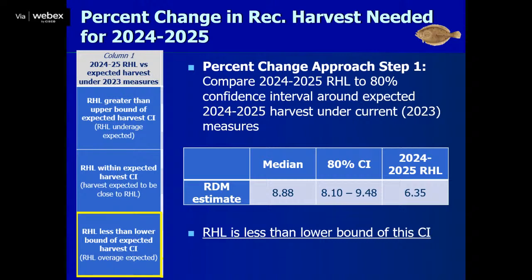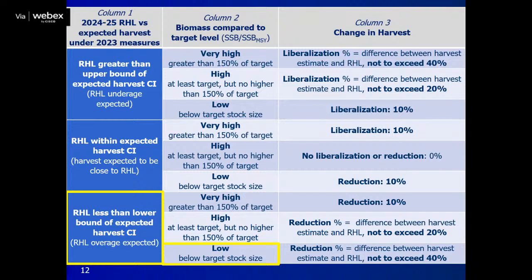So the first step in the percent change approach application is this column one comparison of the 2024-25 RHL to that 80% confidence interval around the harvest estimate under current measures. So based on estimates from the recreation demand model that we received under the current set of regional measures, the median estimate was 8.88 million pounds and the confidence interval is 8.1 to 9.48 million pounds. That confidence interval, as Lou mentioned, is entirely above the upcoming RHL. So we end up in this last box in column one. And then summer flounder biomass relative to the target is in the low category. So the biomass is below target stock size. And that means we end up in a reduction of the percent of the difference between the harvest estimate and the RHL not to exceed 40%.